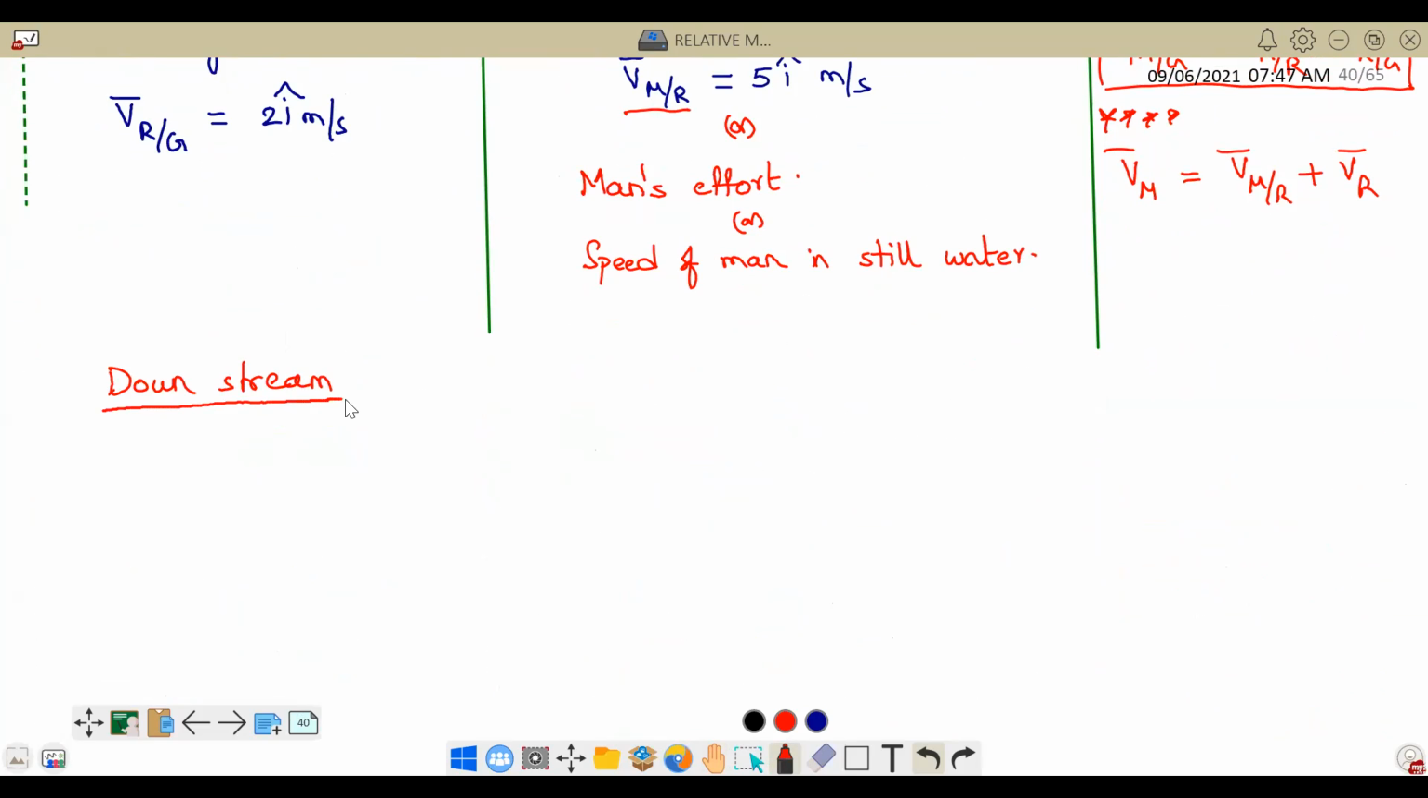In case of downstream, what is the velocity of man with respect to ground? What did the equation tell me? Velocity of man with respect to river plus velocity of river with respect to ground. What is the velocity of man with respect to river? 2.5 I cap. What is the velocity of river with respect to ground? 5 I cap. So that is equal to 7.5 I cap. Next, upstream. What is the upstream case?